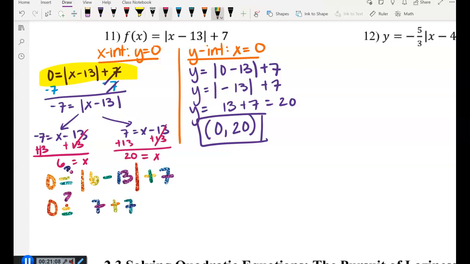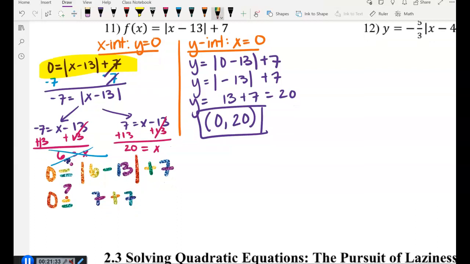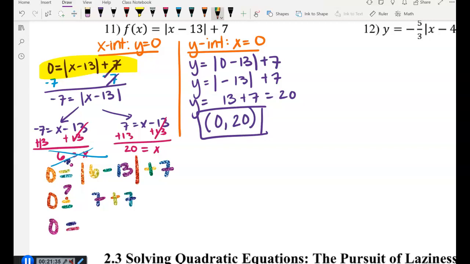No. So we cannot keep the 6. It did not match. Let's check the other one. Okay. Let's check. Right, but absolute value of a negative 7 is? Positive 7. Remember, we have to do an absolute value. All right, let's check the other one. Again, 0, question mark, absolute value.